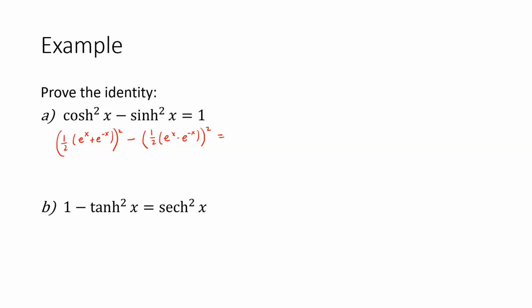Let's square these out. So 1/2 squared would be 1/4. e to the x plus e to the negative x, when I square that out, we're going to do a little foiling. It will be e to the 2x plus 2 e to the x times e to the negative x, which is just 1, so just 2 there, plus e to the negative 2x. Okay, so just foiling that out gives me what we have there.